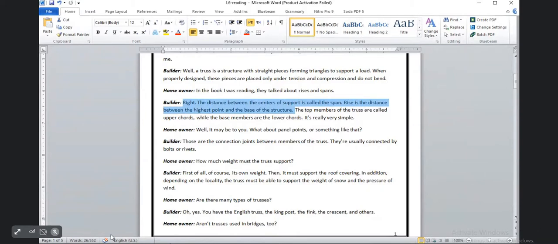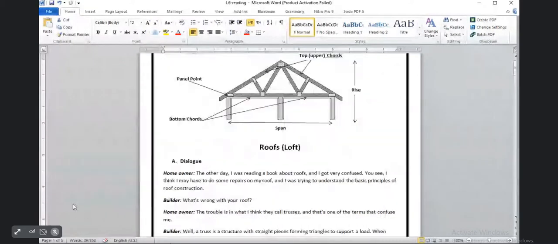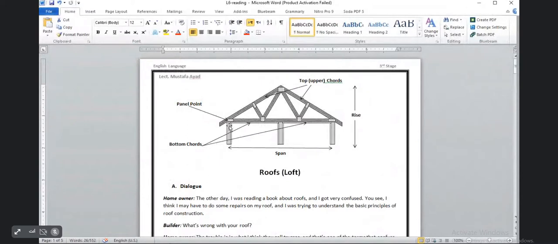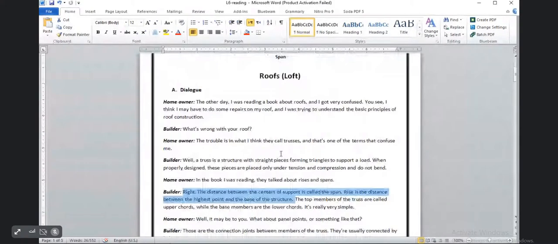Okay. I heard what she said. She said the distance between the centers of support is called the span. Now we know what the span is: the distance between supports. Now you see this? This is the span. This is the center of the first support, and this is the second support. And the distance between them is the span.